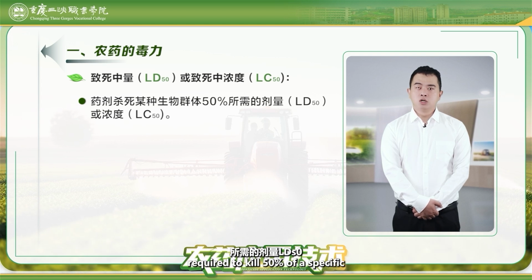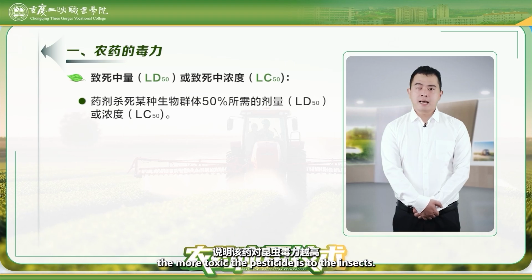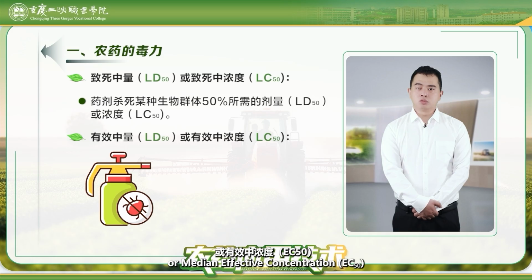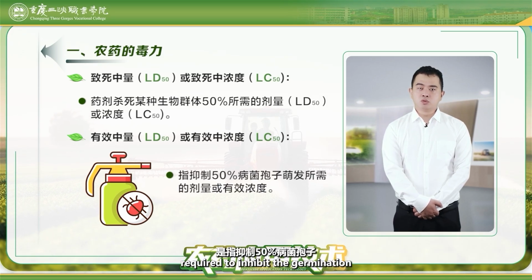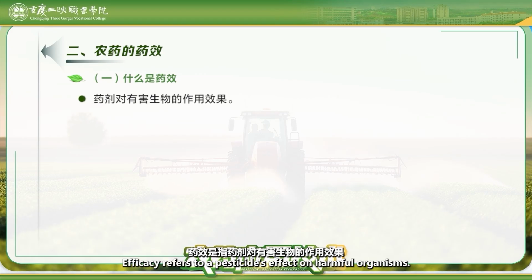of pesticide required to kill 50% of a specific biological population. The smaller the value, the more toxic the pesticide is to the insects. Median effective dose, ED50, or median effective concentration, EC50, is the dose or concentration required to inhibit the germination of 50% of fungal spores. Efficacy refers to a pesticide's effect on harmful organisms.